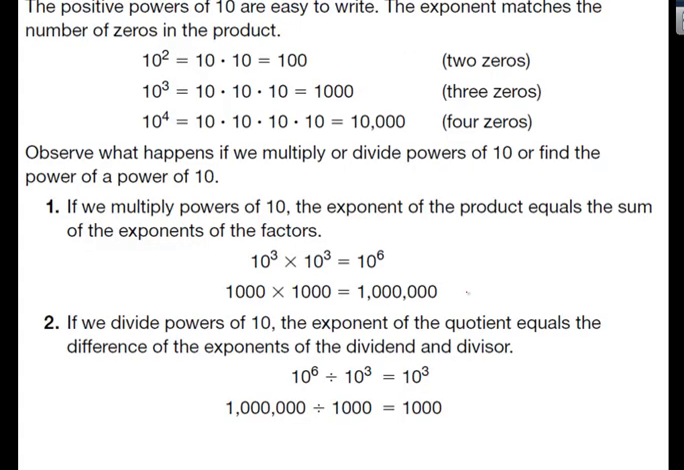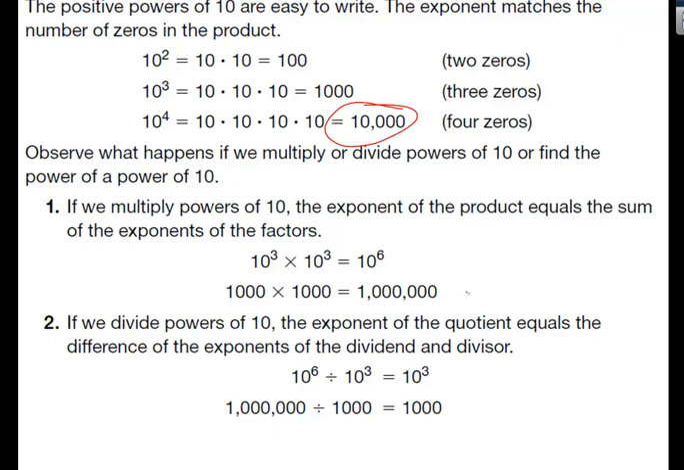The positive powers of 10 are easy to write. The exponent matches the number of zeros in the product. So 10 to the second power is equal to 10 times 10, or 100, or 1 with 2 zeros. 10 to the fourth power would be 10 times 10 times 10 times 10, or 1 followed by 4 zeros, which gives us our 10,000.